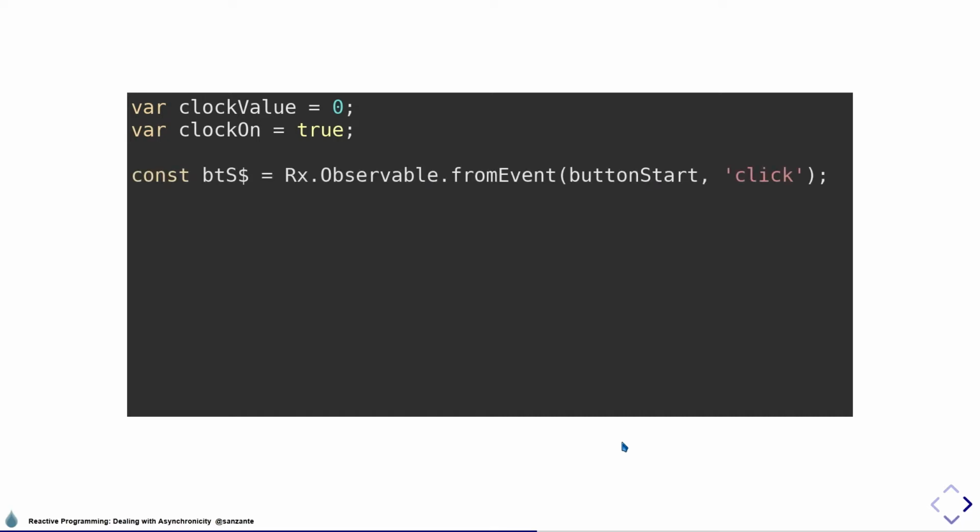The code will be something like this. Let's see. We have a clock value with 0. This is the initial value. We have the clock on, that says whether it's counting or not adding time to our chronometer, and then we have an observable from the start button. That's one of our observables created from the click event.